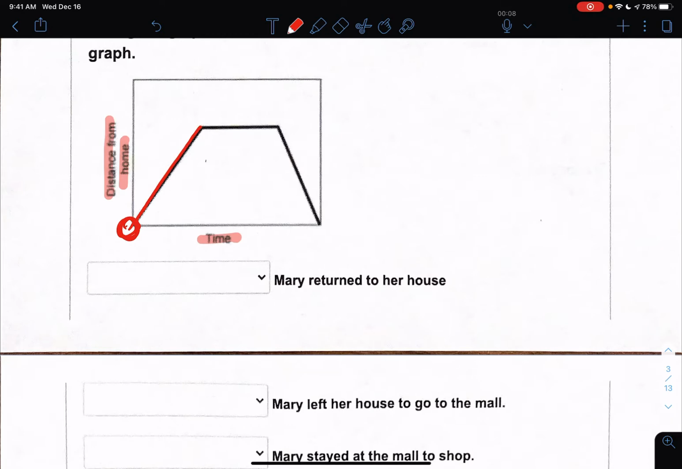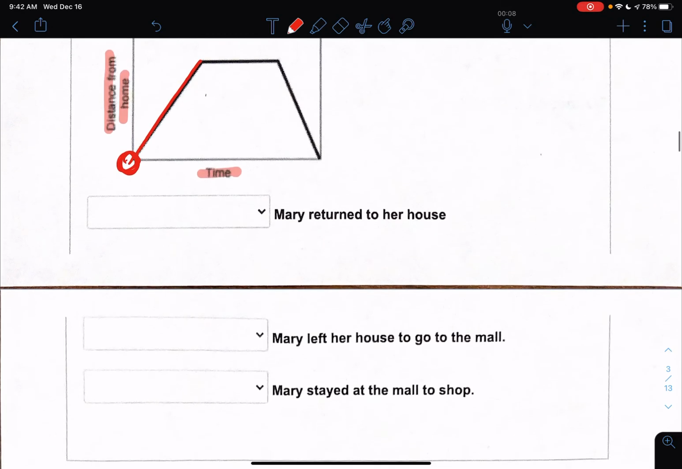Okay, if we look at the sentences that are given to us, it says Mary returned to her house, Mary left her house to go to the mall, and Mary stayed at the mall to shop. As she is leaving her house, okay, anytime you leave your house, your distance from your house is increasing because you're getting further and further away. So that is our first step, or our first sentence in our qualitative graph, okay? Mary left her house to go to the mall, her distance is increasing, okay?